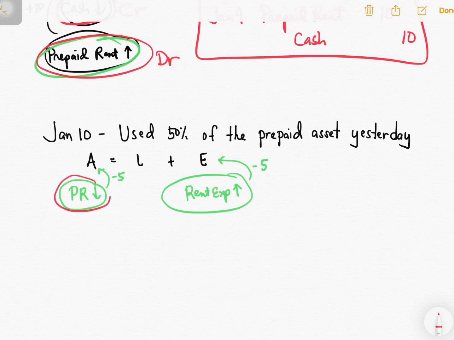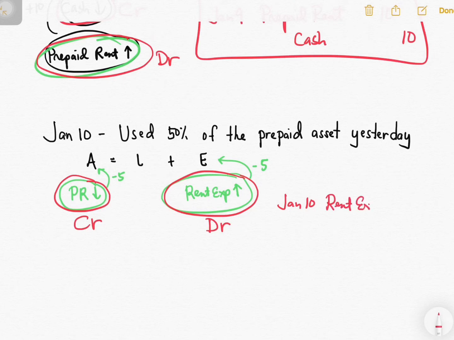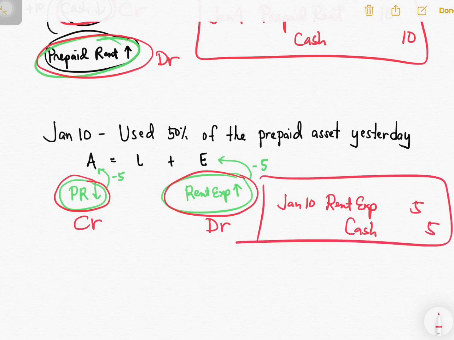So you have your prepaid rent decrease, so that's credit. And then rent expense, if you increase your expense, that's debit. So your entry is debit rent expense, credit cash, 5. So that's how you do journal entries. Very easy, right?